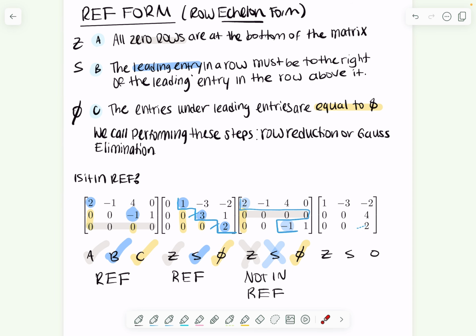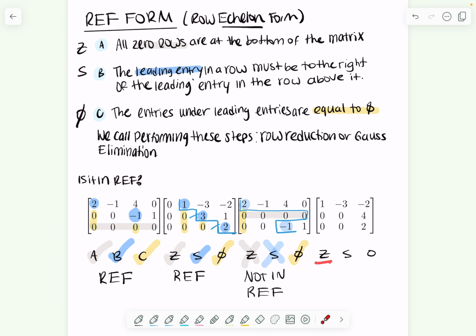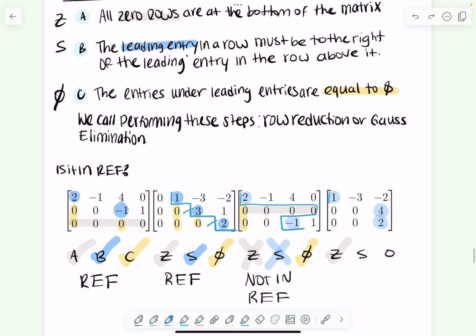And finally, let's look at this one. Are all 0 rows at the bottom of the matrix? There aren't any 0 rows, so that's not applicable, so it automatically passes. Does it pass the staircase hack? Again, identify your leading entries. So you start at the first row. Oh, this is the first number that I see that's not 0. I highlight it. Start at the second row. Oh, this is the first number I see that's not 0. I highlight it. Then you go on your third row. Oh, this is the first number I see that's not 0. I highlight it.